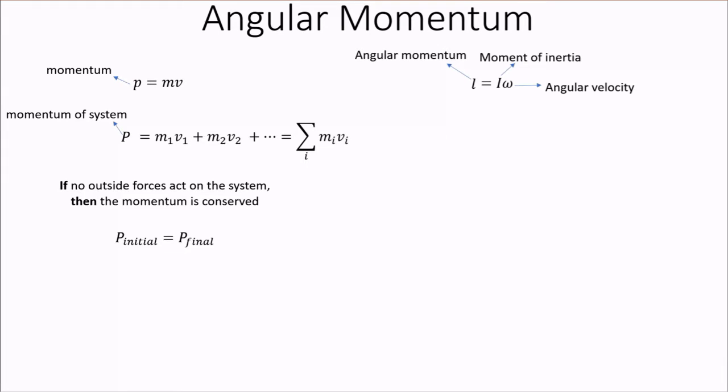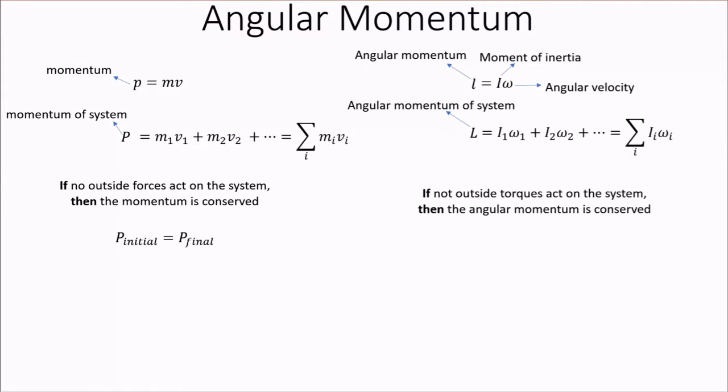You can see the similarities, since I is the rotational equivalent of mass, and angular velocity omega is the rotational equivalent of velocity. Also, just as we can talk about the linear momentum of a system of particles, we can also talk about the angular momentum of a system of particles, which we will denote with a capital L. It is simply the sum of the angular momenta of all the objects in the system. Finally, if no external torques act on the objects in the system, then the angular momentum of the system is conserved, which means that the initial angular momentum equals the final angular momentum.